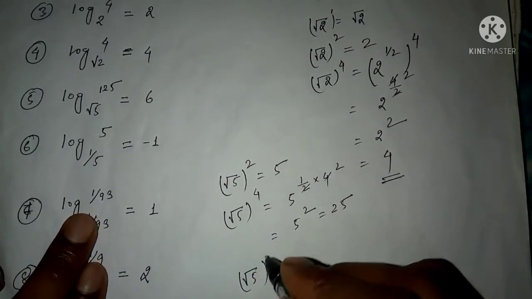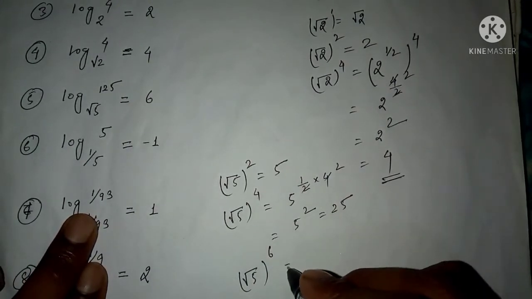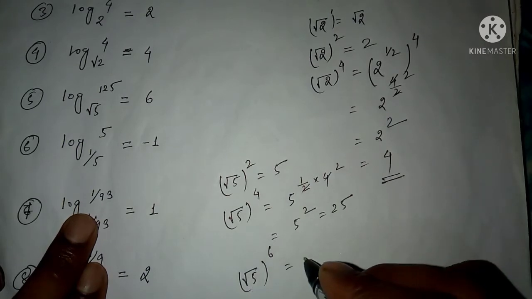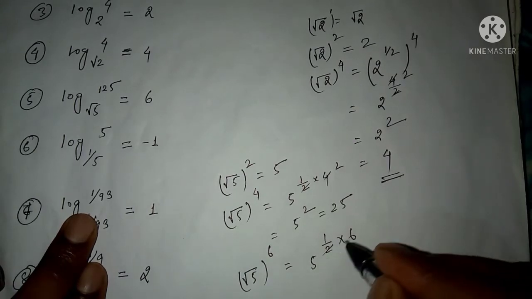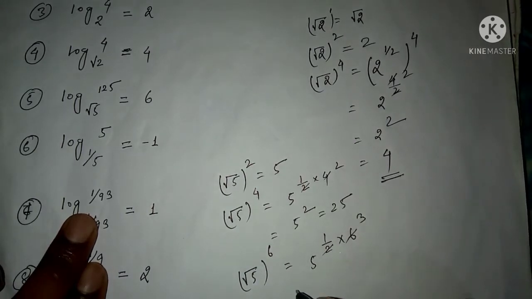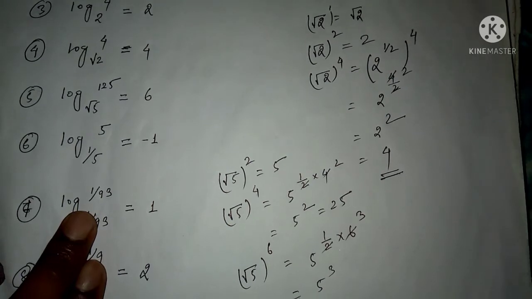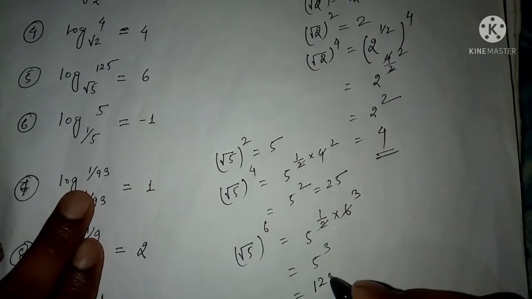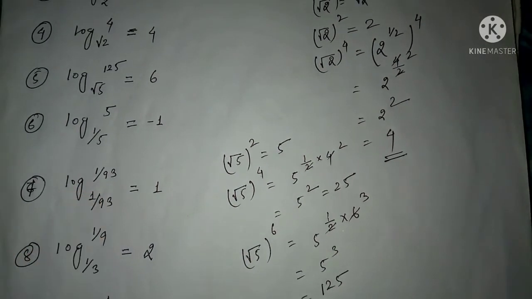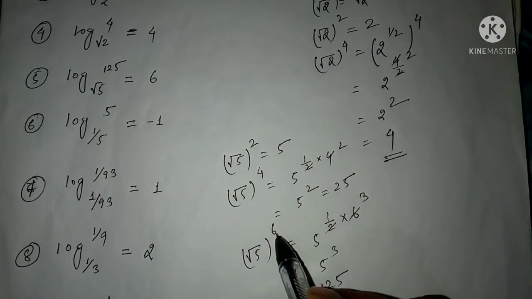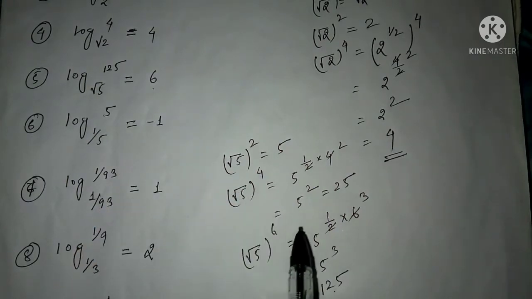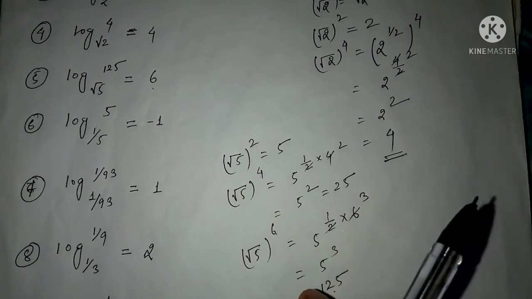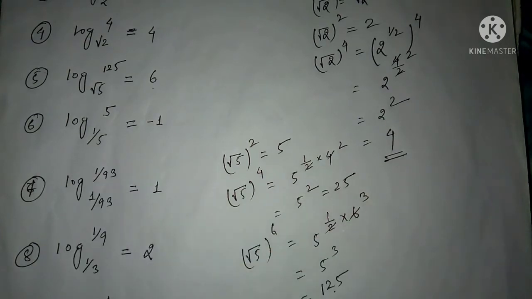Now let's try with 6. Let's write power as 6. Again square root means half, so 5 power half into 6. Then 2 divides 6 how many times? 3 times. Now you are getting 5 cube. Now 5 cube means 125. Now what power of this root 5 gives us 125? That is 6. So the answer is 6. The way of solving is a little different, but I am trying to make you understand what exactly we mean by this format.